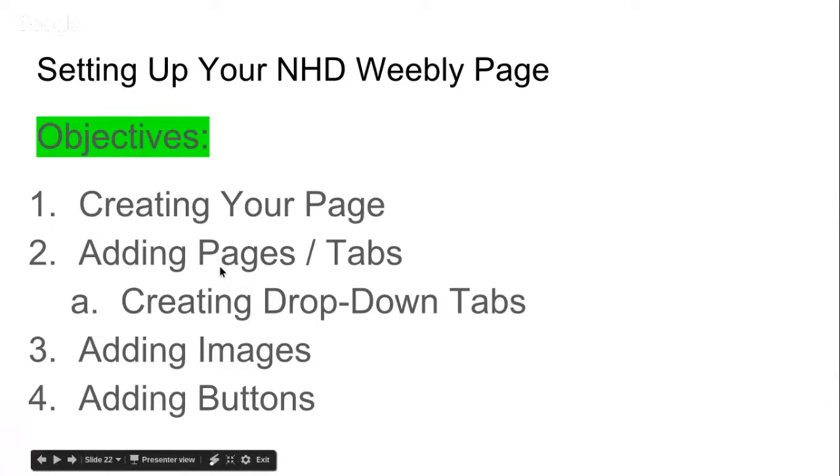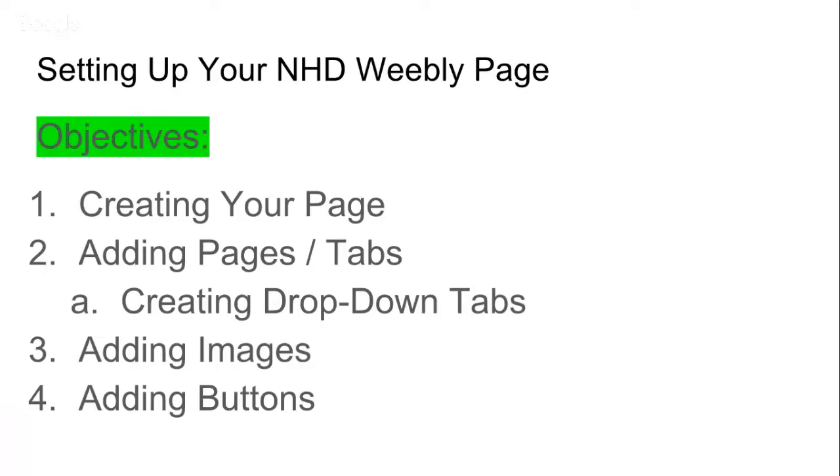And then you can also have drop downs from those tabs, for example, for your claims or the different categories of your project. So how do you do those drop downs? Adding images. That's an important one as well. And then finally, adding buttons. National History Day requires that at the bottom of each page, you have a button that goes to the next page. So we're just going to briefly go over that as well.